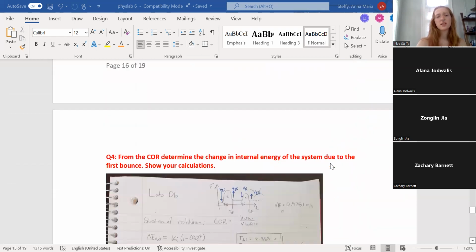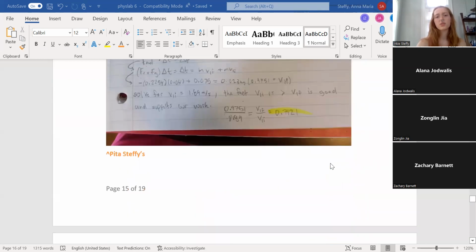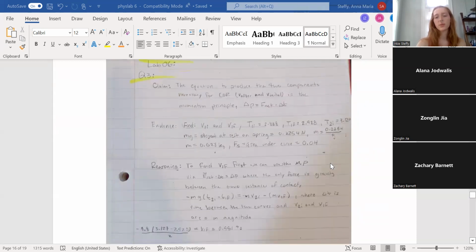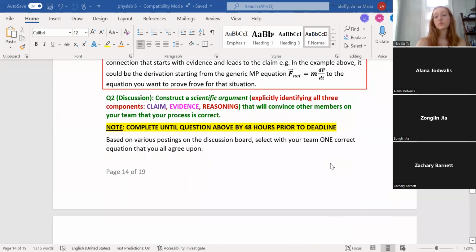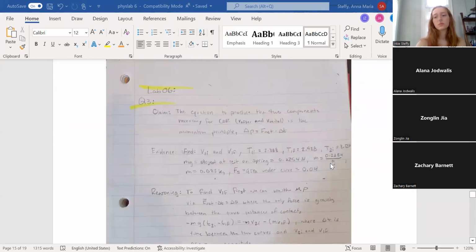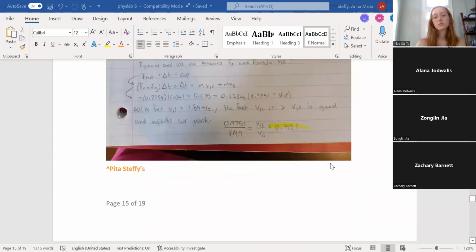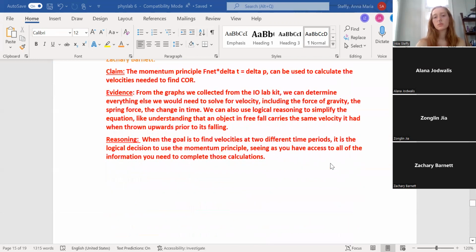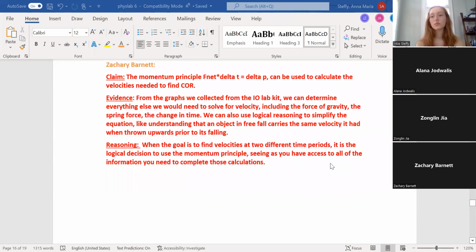Did anyone else have anything different than that kind of construction with claim and evidence and reasoning? No, I'd say mine was very similar. Yeah, me too. We only need to find the velocity to know the final COR.